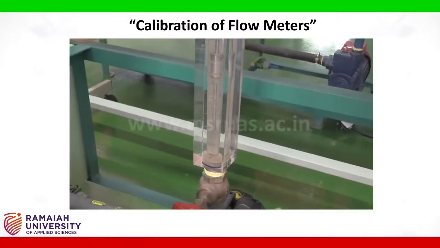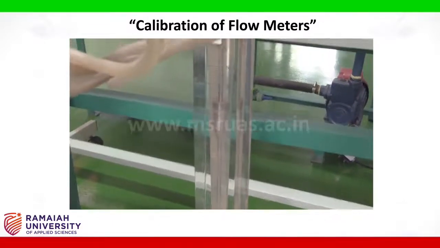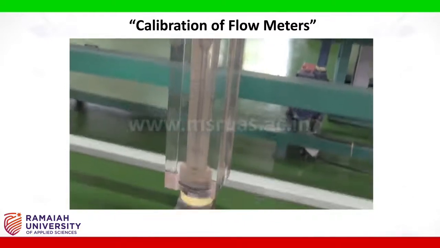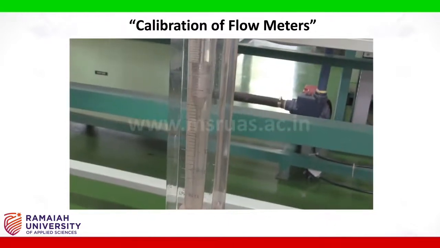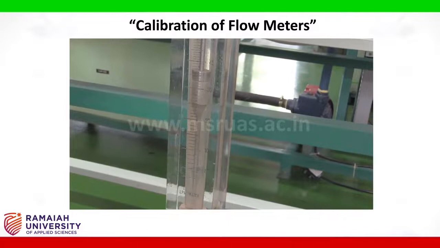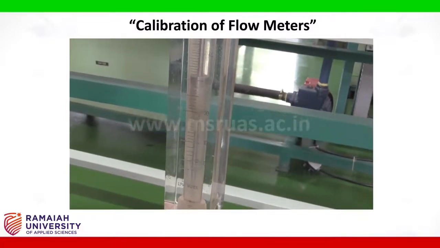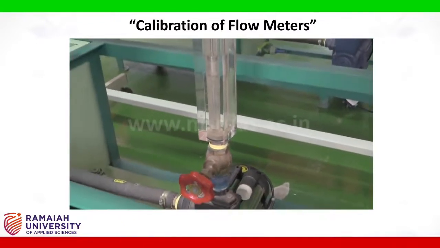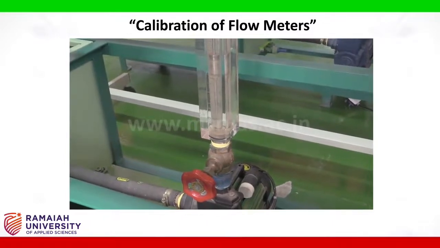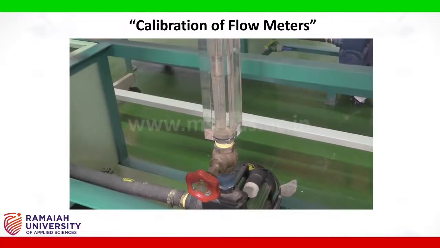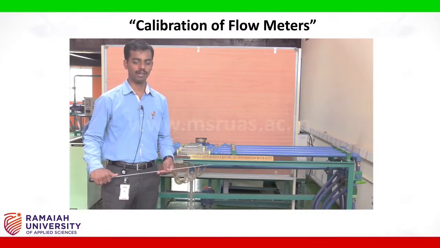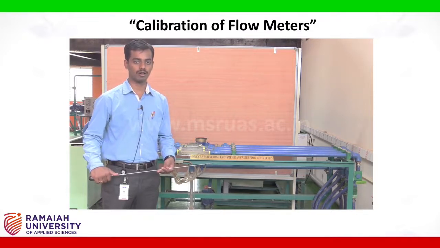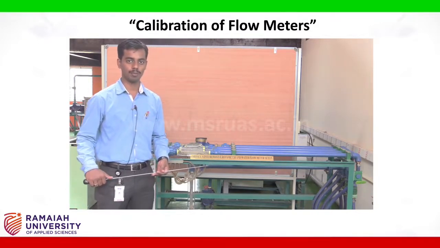The same procedure is repeated for different values of the flow rates. Now let us reduce the flow on the rotameter further by closing the discharge valve. At this flow rate on the rotameter, we shall calculate the discharge through the venturometer again using the manometer. By taking 4 to 5 different flow rates from the rotameter and the corresponding discharge values on the venturometer, we can stop the pump.